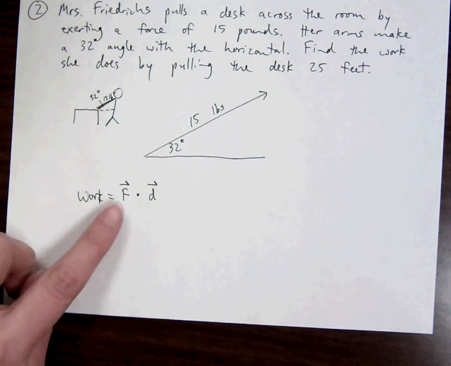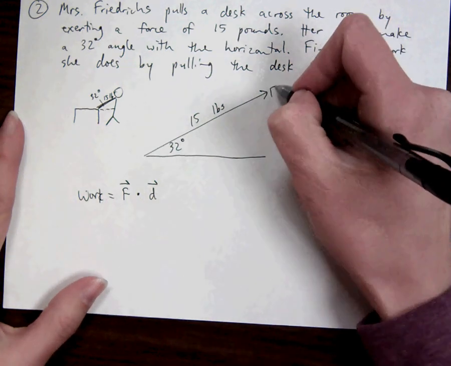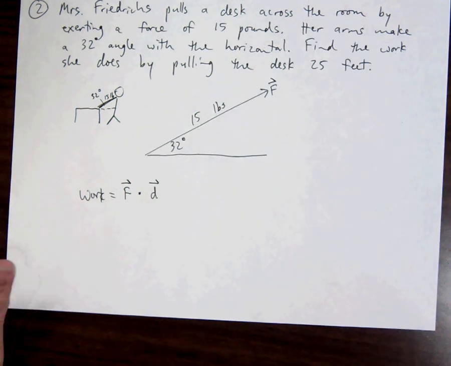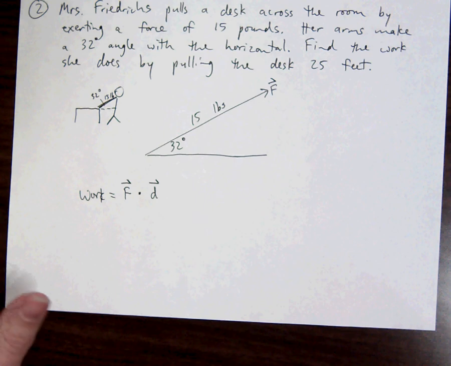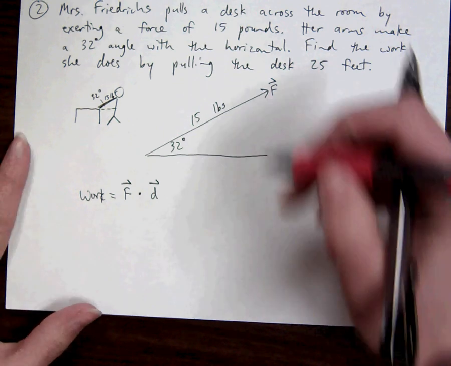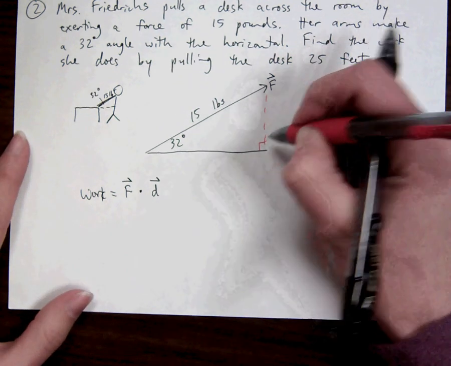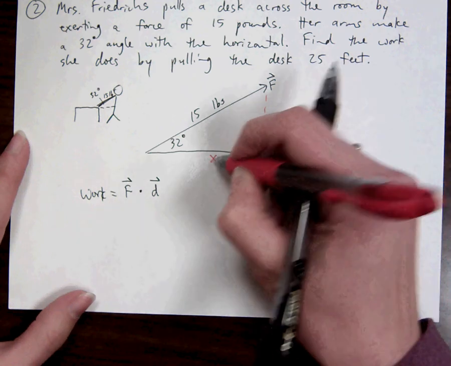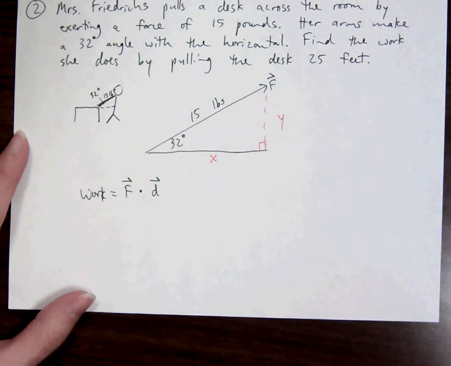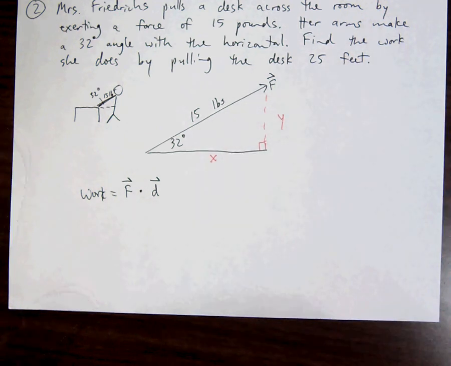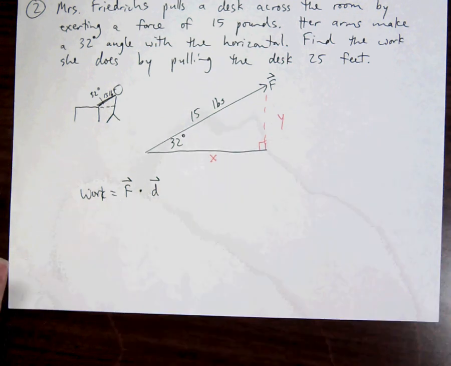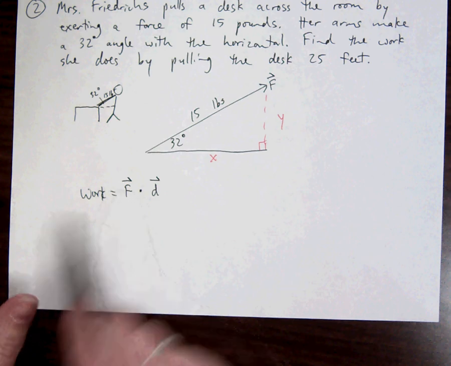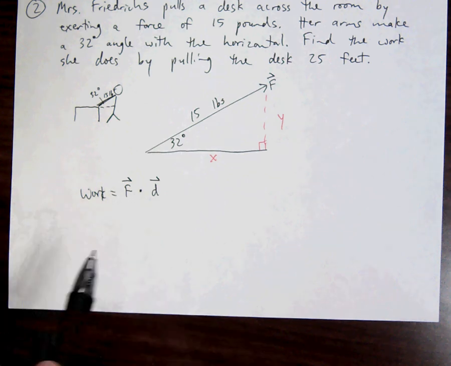So I need to find the component form of this. This vector right here is our force vector, but it's not in component form. So I need to figure out what the components are. What's this? What's this? What are the x and y? What are the horizontal and vertical components of my 15-pound force that I was using to pull the desk? And then I'll have that. We're just using sine and cosine, really.